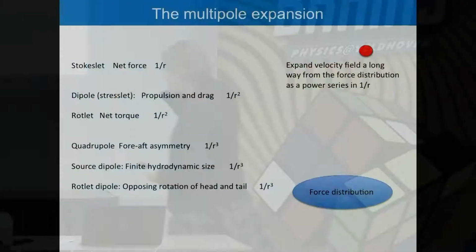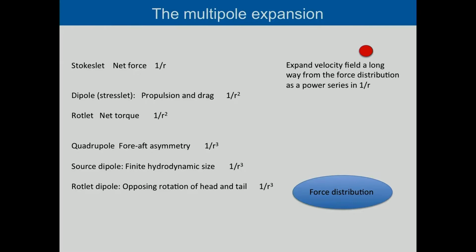Because what we know is that if we actually have a swimmer, we're not allowed the Stokeslet. And we're not allowed the rotlet either, because you can't have a net torque. Again, you've always got to have equal and opposite torques, just like you have to have equal and opposite forces. And so that means that you get this rotlet dipole as the leading term. Those are the two that you can't have.